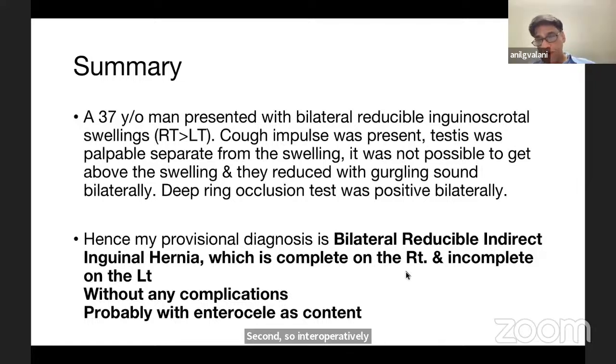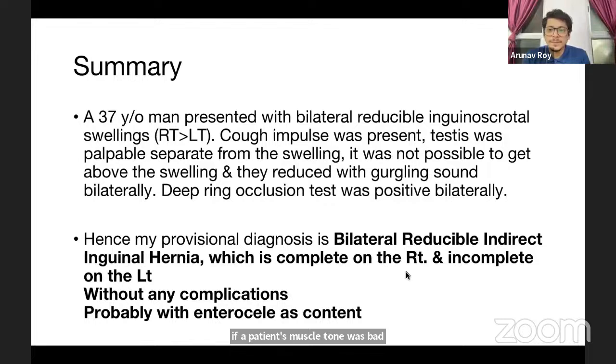There's one more thing, and that is wrong selection of operation. I mean, these are from the days when we used to do herniorrhaphy versus hernioplasty. Of course, nowadays we are putting mesh all the time. Yes. But otherwise, if a patient's muscle tone was bad, and if you did herniorrhaphy, it would lead to recurrence. Very good.